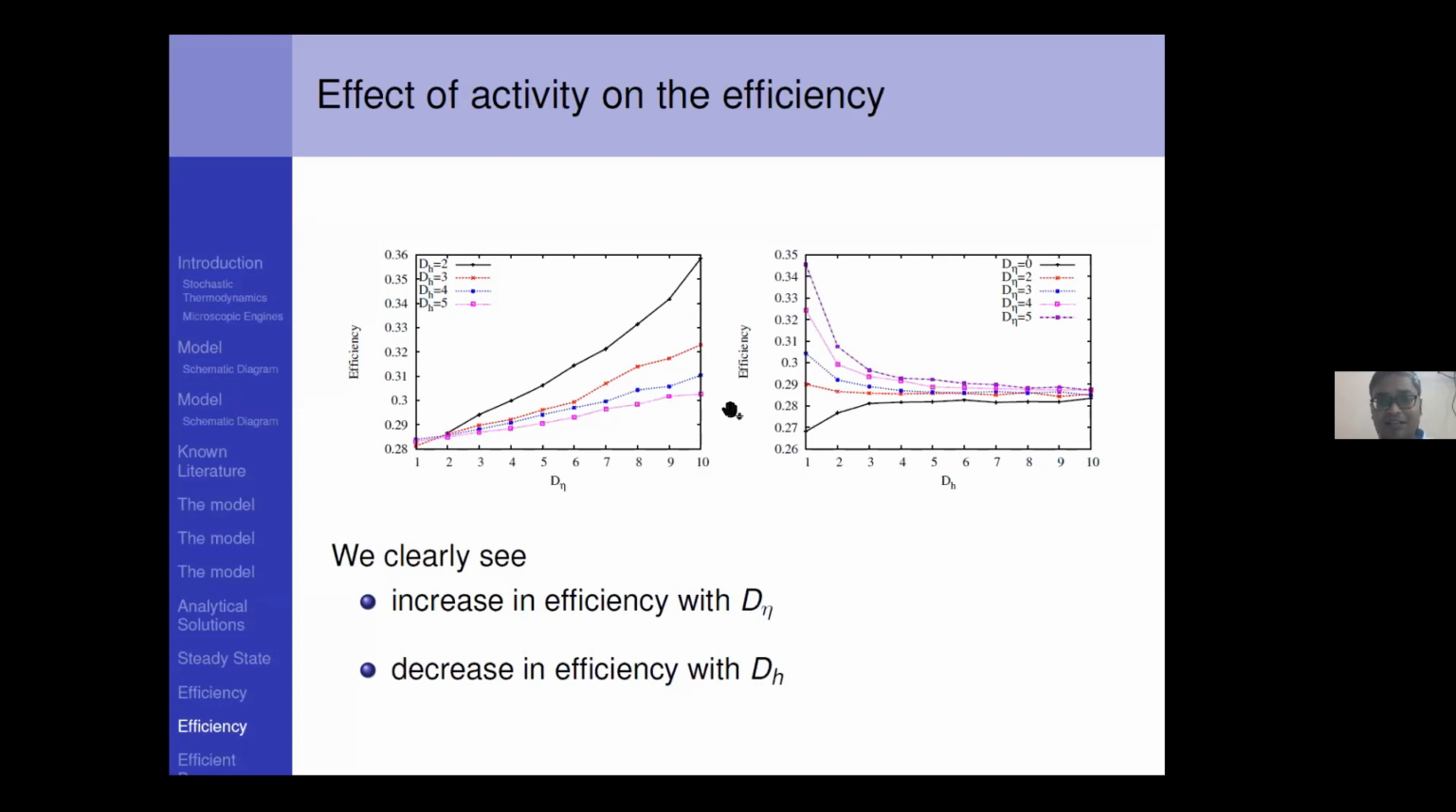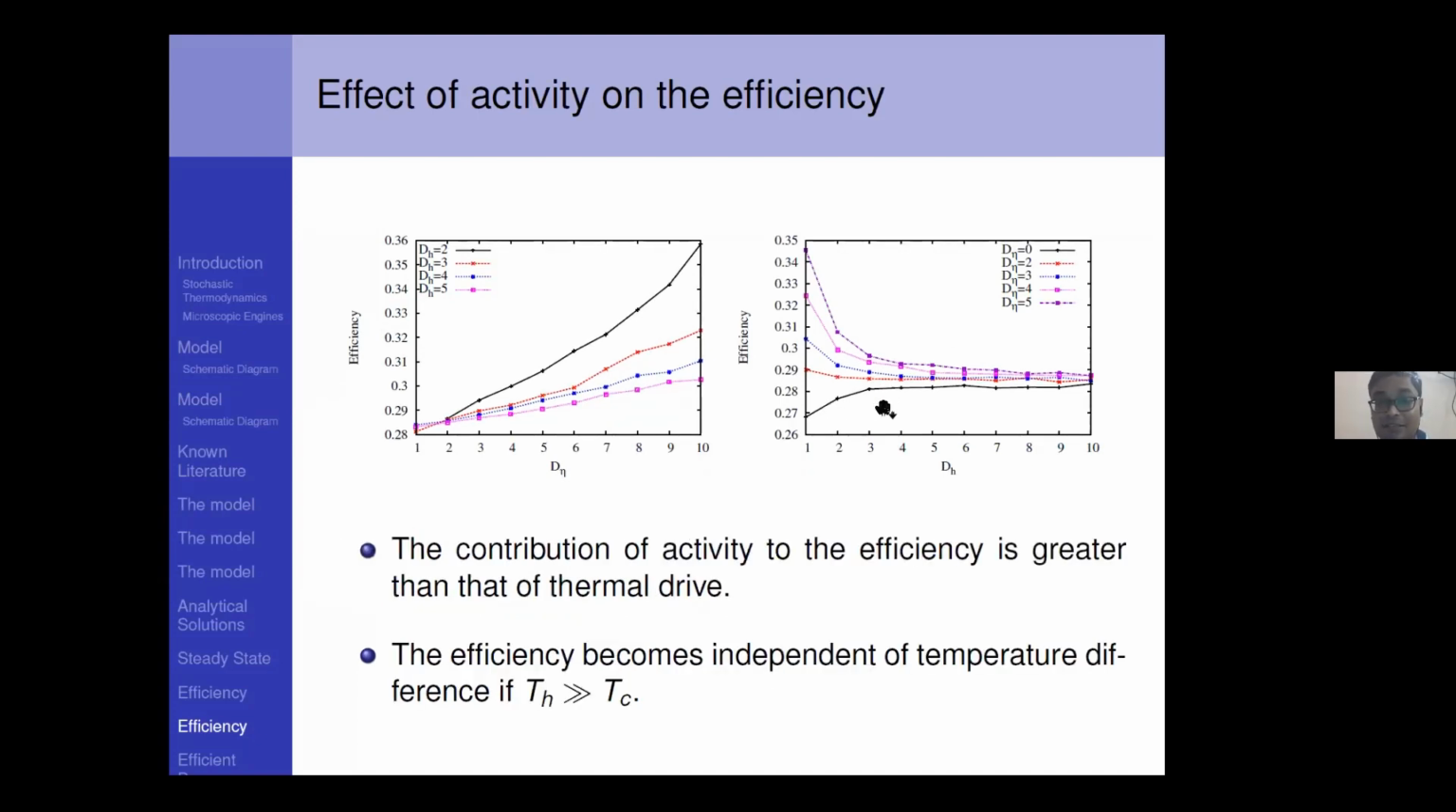In the second diagram, we keep the activity constant, but we change the thermal drive. And by thermal drive, I mean the temperature difference between the two baths, hot and cold. If that is increased, there is a strange behavior, because the active particles show a decrease in efficiency. Only the passive particle, in which there was no activity, d eta was 0 for this black line, only shows an increase in efficiency, because there is no other drive acting on it.